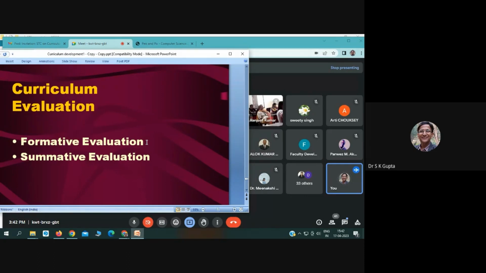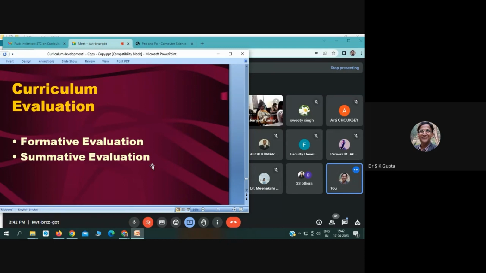So continuously we are evaluating and monitoring the implementation of the curriculum in the institution. We do the summative evaluation when the curriculum has been implemented for all the 3 years for a diploma program or 4 years for an undergraduate program. After that, we do the evaluation, that is your summative evaluation.